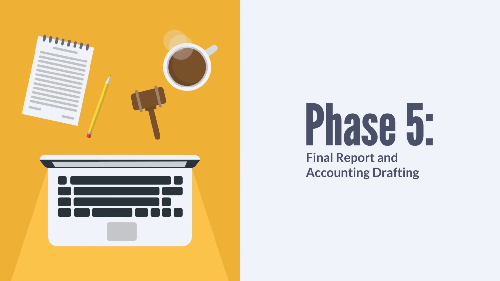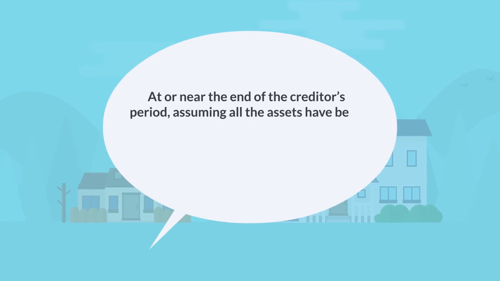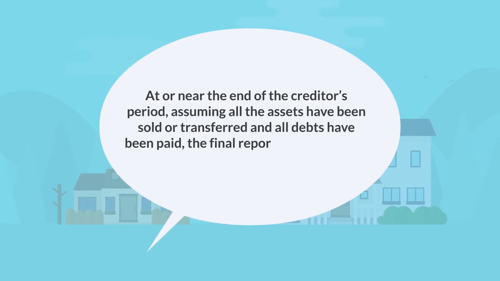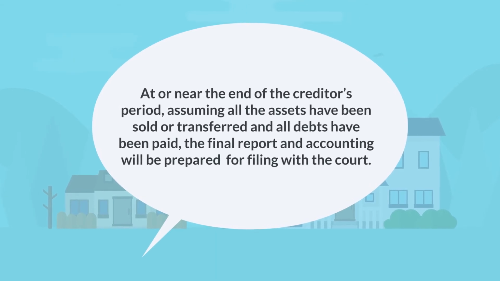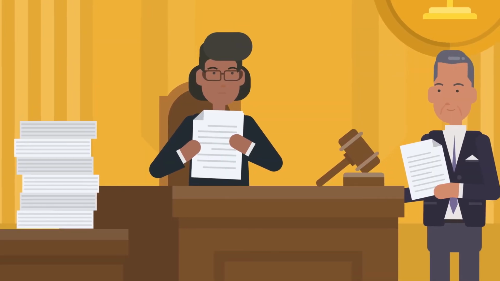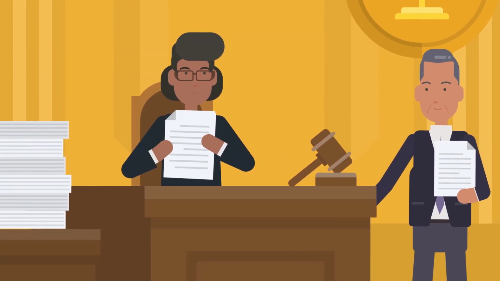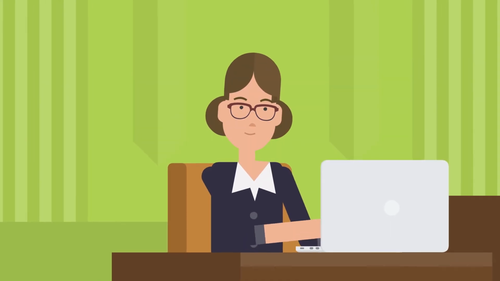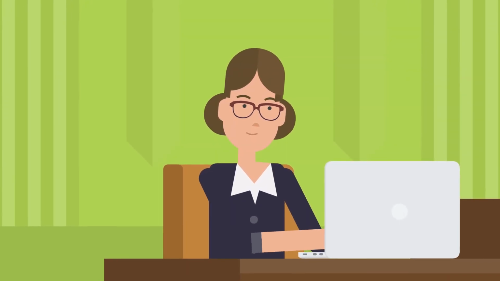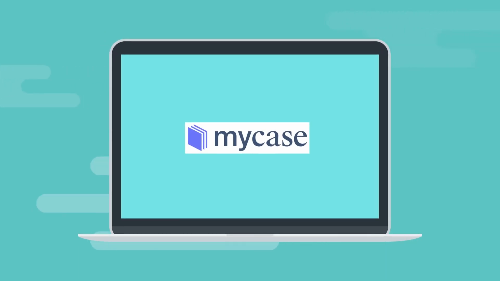Phase 5 typically takes about 30 days. At or near the end of the creditors period, assuming all assets have been sold or transferred and all debts have been paid, the final report and accounting will be prepared for filing with the court. The final report and accounting allows the court to review and approve all steps taken by the personal representative and allows for an order of final distribution. Once that's drafted, the report or accounting is sent to you through our My Case client portal system for an electronic signature and then electronically filed.